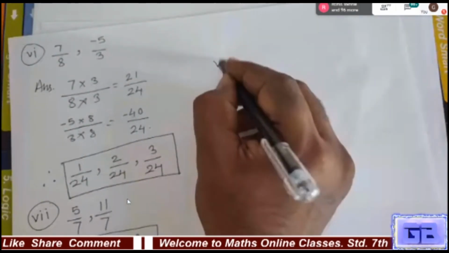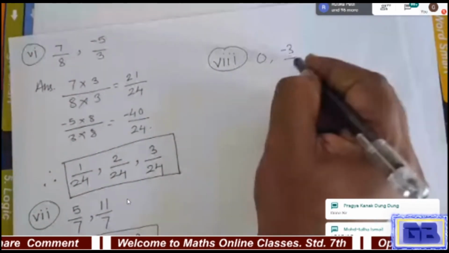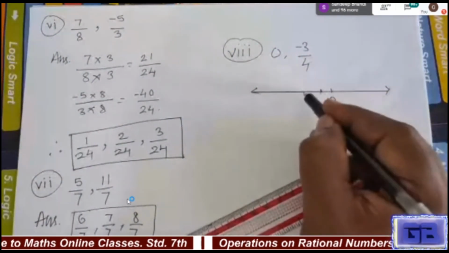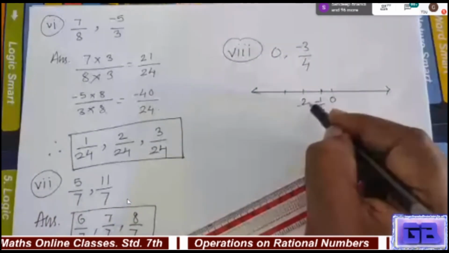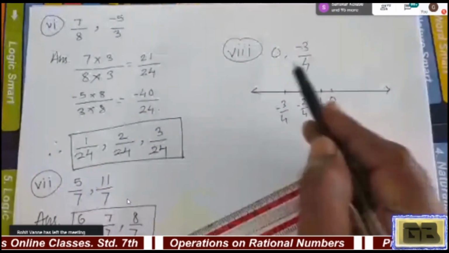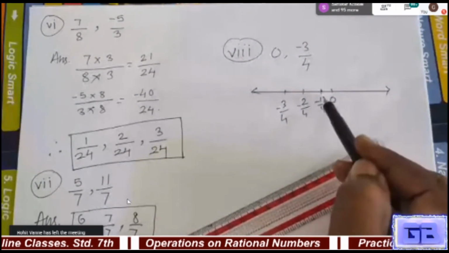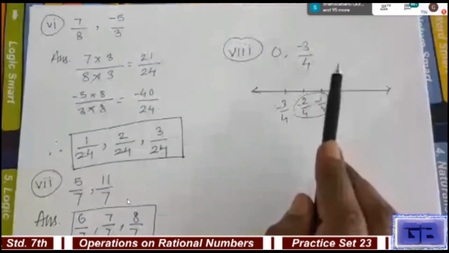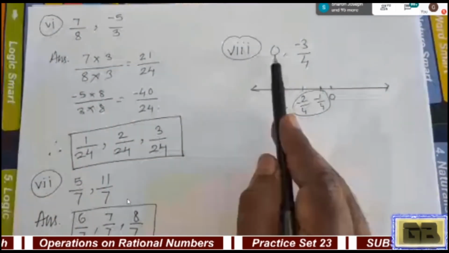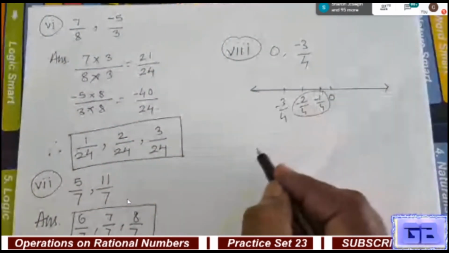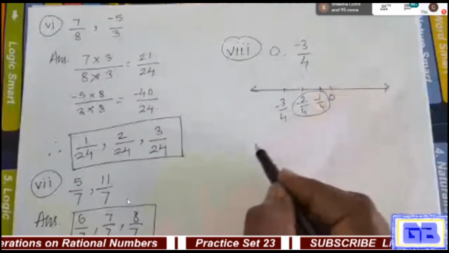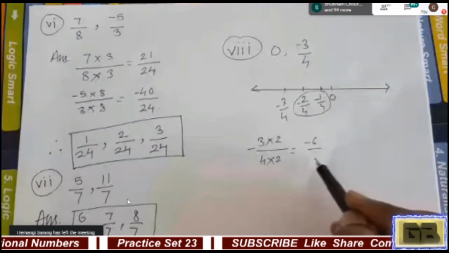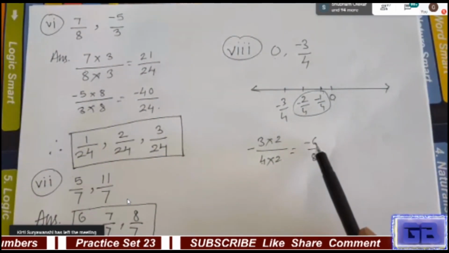Last one, 8th sum, 0 comma negative 3 by 4. Again if we see the number line, here 0, 1, 2, 3, negative 1 upon 4, negative 2 upon 4, negative 3 upon 4. Here 0 and here negative 3 upon 4. Only two rational numbers are there. So what we'll do, we'll multiply both the numbers with 2. As if we multiply any number with 0, the answer will come 0. So don't take here 0, take directly negative 3 upon 4, multiply by 2, 3 times 2 is 6, 4 times 2 is 8. Now here we have negative 6 upon 8.